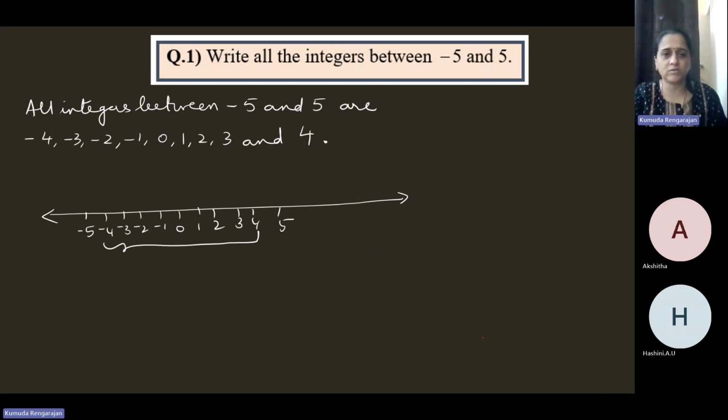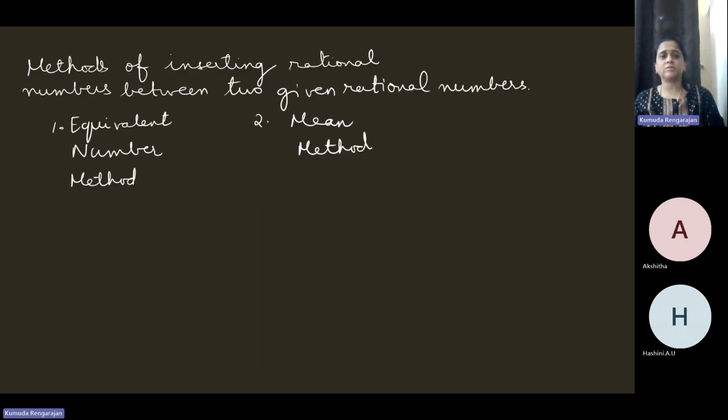Okay, I just said revise. Now, what are the different methods of inserting rational numbers between two rational numbers? Equivalent number method and mean method.